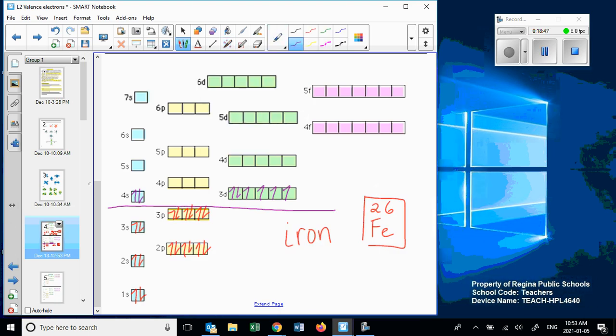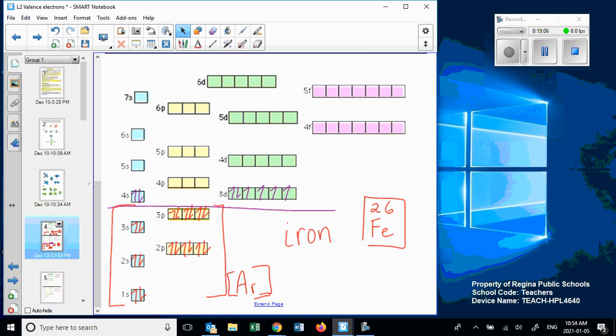Say Ar, and that means that it contains all the electrons that argon has. It contains all of these electrons here. That's what this shortcut is for. Okay? Let me just get rid of those.